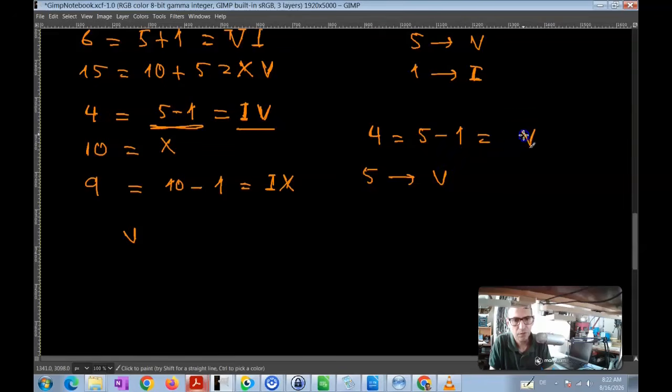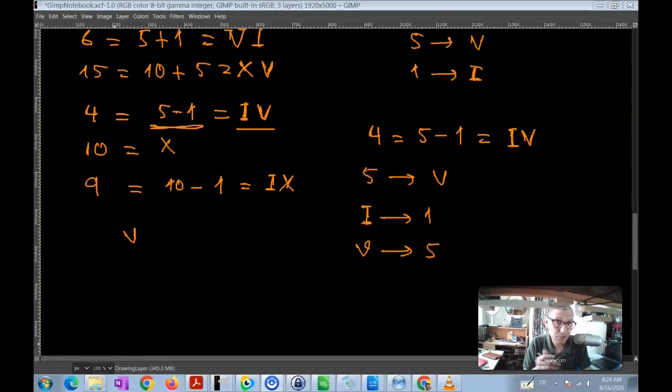So you would write a V, and then when you want to subtract a 1 from it, you put the 1 on the left hand side. And so since 1 is now placed on the left hand side, that means that the 1 is being subtracted.